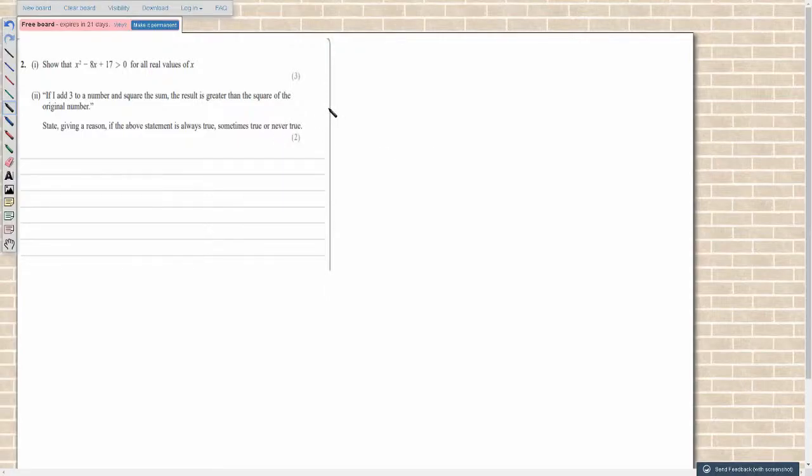So this is question 2 from the Edexcel AS A-Level Maths 2018 paper. So the first set of exams for the new A-Level. So question 2, we were looking at a couple of proof type questions.